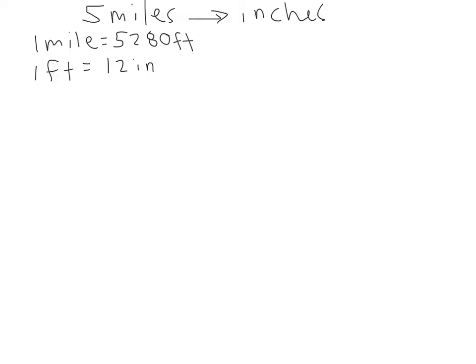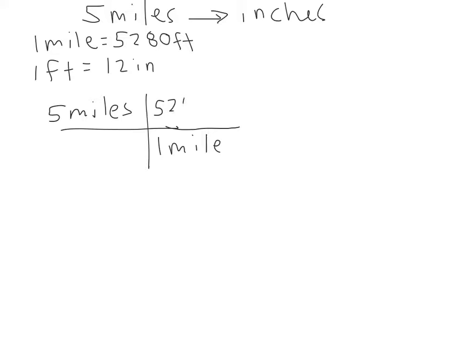To set up your table, you start the same way. Start by writing down what you're trying to convert, 5 miles, and then I set up my table just as before. Okay, I'm going to start by writing in my first equality. Miles goes on the bottom, so 1 mile, and feet go on top, 5,280 feet.